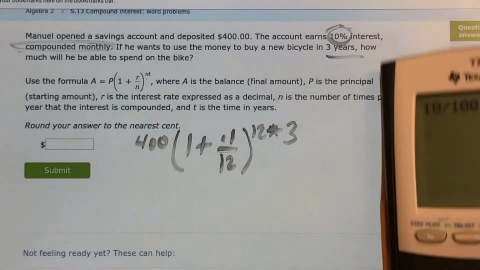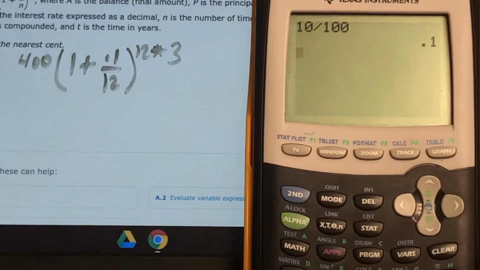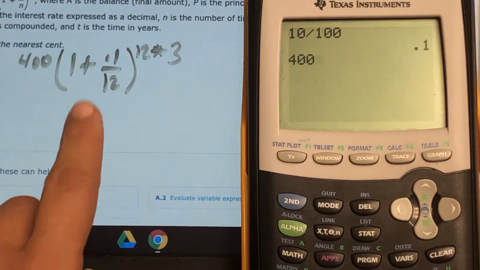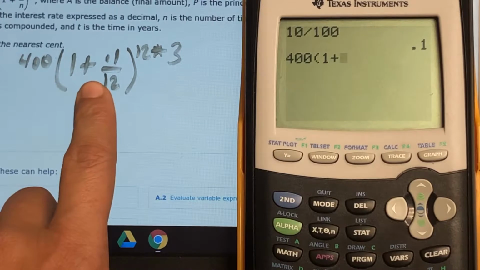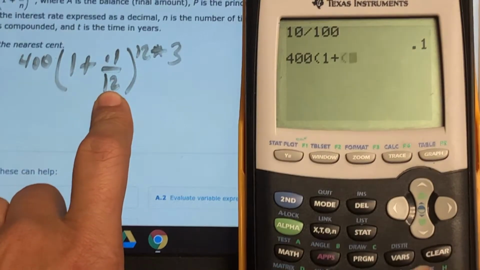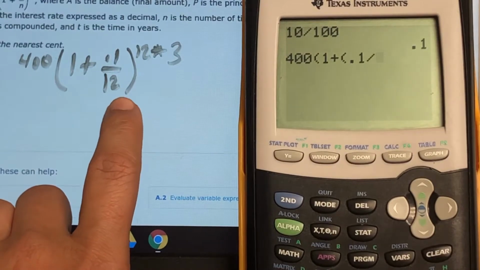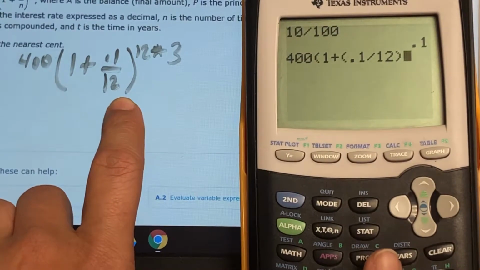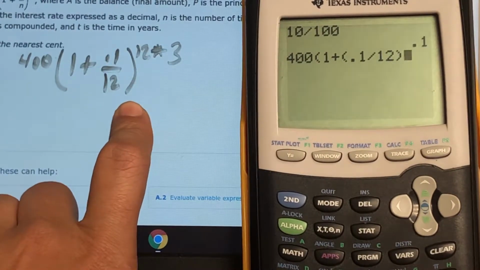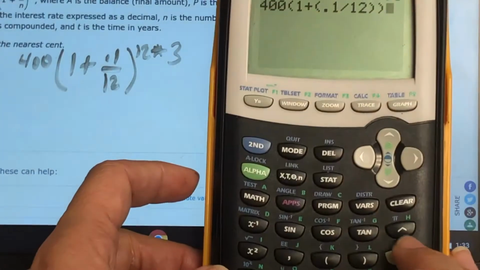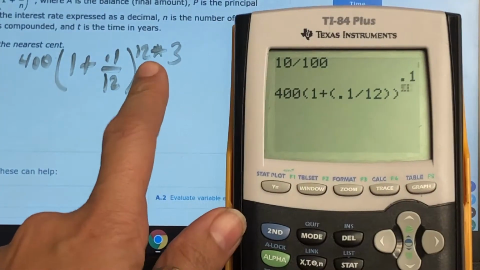Then take that whole thing, punch it in the calculator. So 400, open parentheses, 1 plus. Anytime you see a fraction, you make a parentheses, and you have 0.1 divided by 12, close the parentheses I just made, then close the parentheses that's already there, raised to the power, again, this is raised, and then 12 times 3.